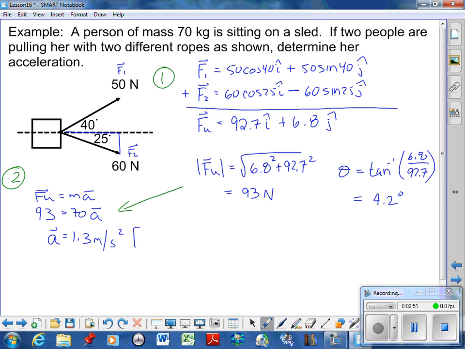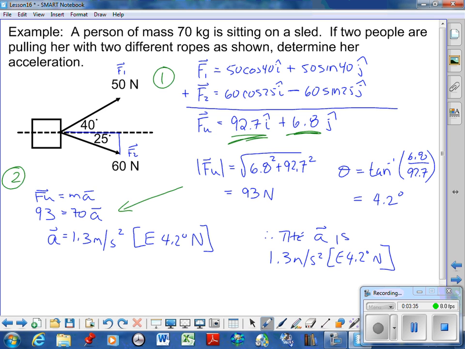Now to find my direction, I know that over here my x component is positive, so I'm going to head east, which makes sense. They're both pulling toward the east. 4.2 degrees. And because it's positive 6.8, whoever person number 1 is pulling with more force, pulling them upward. So they're actually heading a little bit to the north. They're not heading straight to the right. They're heading kind of in that east-north direction upward. So therefore, the acceleration is 1.3 meters per second squared, east 4.2 degrees north.